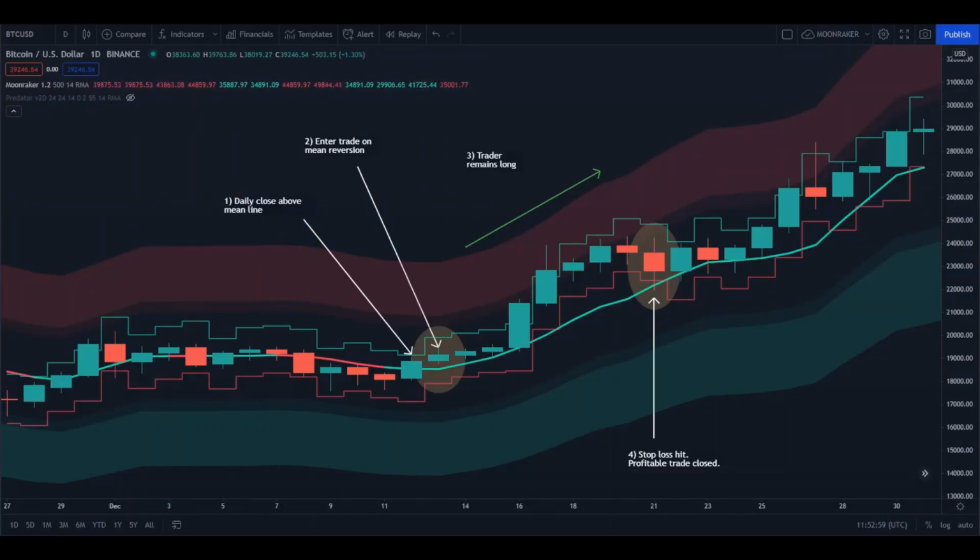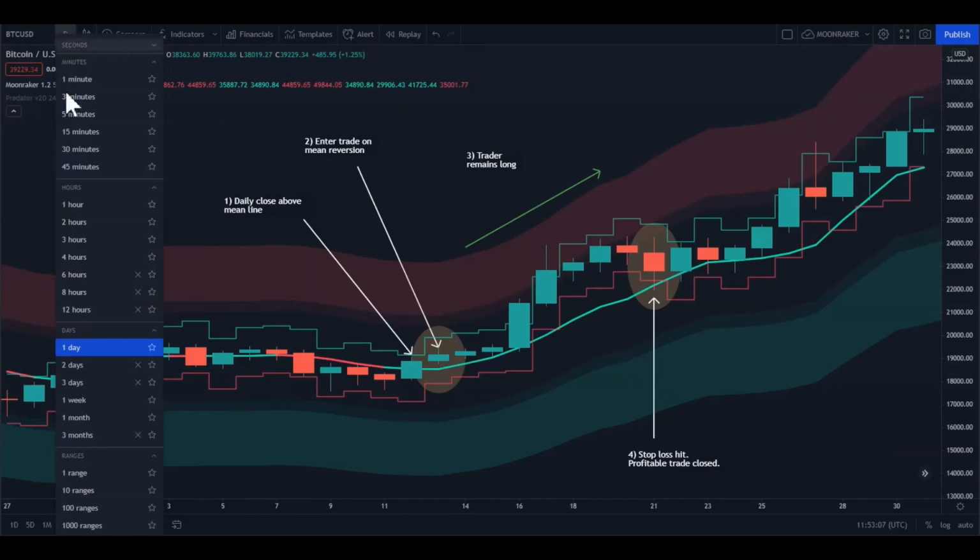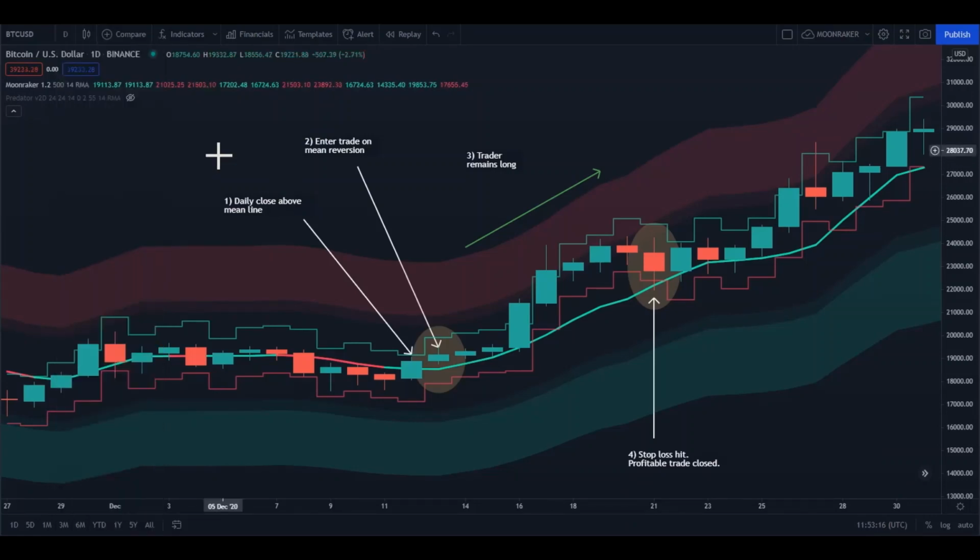In this video we're going to be using it on the Bitcoin chart, but it can be used on any trading asset. Moonraker is designed to be used on the 1 day time frame, but it is also highly effective on other time frames such as the 3 day and the 4 hour. The key benefit of Moonraker is to help keep a trader directionally long or short in the market for as long as possible. Let's take a look at an example where the trader would take a long trade position.